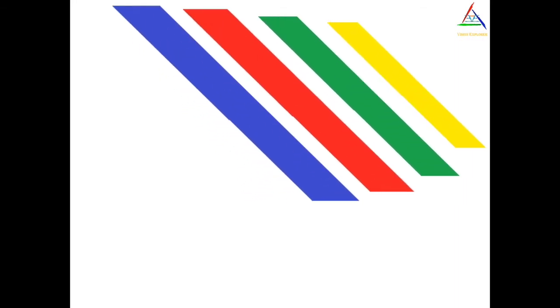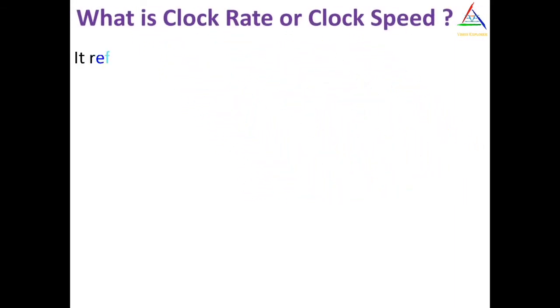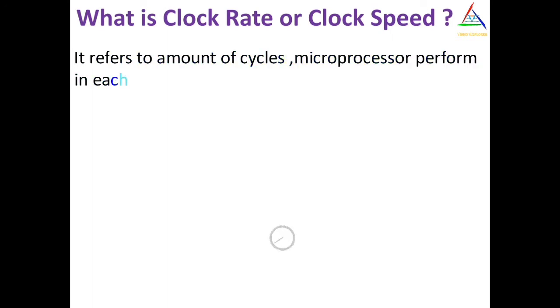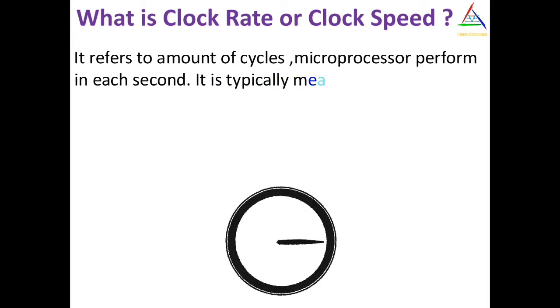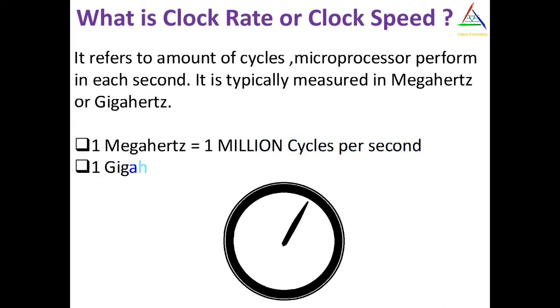To know about overclocking and underclocking, we first have to know what clock rate is. The clock rate refers to the number of cycles a microprocessor performs each second. It is typically measured in megahertz or gigahertz. 1 megahertz is 1 million cycles per second, while 1 gigahertz is 1 billion cycles per second.